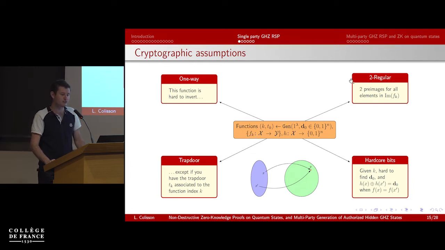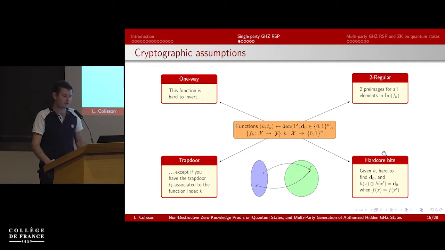First, it needs to be 2-regular, or 2-to-1. It means that for any y in the image, you have exactly 2 preimages that map to the same y. Now it also needs to be one-way, meaning this function is hard to invert. If you know the y, you should not be able to find x and x prime. This is true only if you know just the index k. Now remember from the generation algorithm, you also obtain some trapdoor t_k. And given the trapdoor, you should be able to invert the function easily. So given the y, you should be able to get both x and x prime.